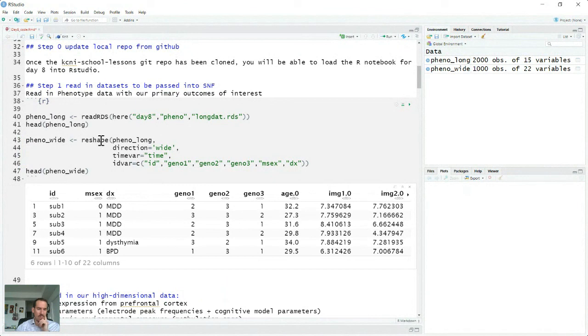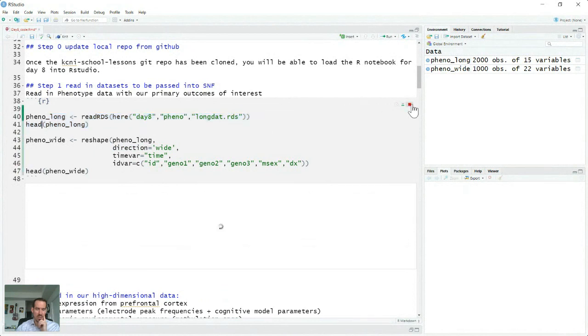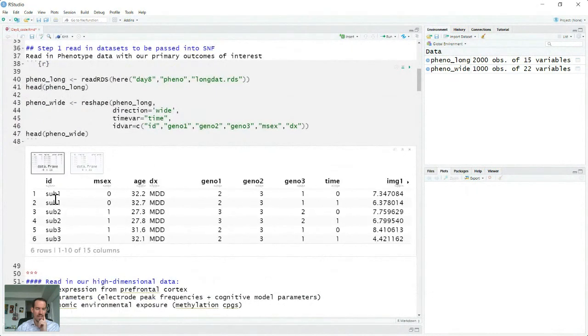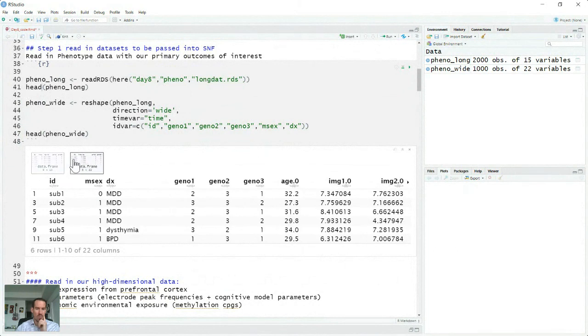After a reshape, where I say direction wide, I'm taking the exact same data frame. You remember that 2 IDs were on the same line here. I wonder if I run this, it'll show both. I think it does. Yeah, we can switch between them. Here was the original data: subject 1, subject 2, subject 3. Right, 2 imaging measurements for them. Now in wide format, you can see that Geno 1, Geno 2, Geno 3, they were never different. Your genotype doesn't change over time. And in fact, I've specified it as an ID variable, one that doesn't change over time. But you see now the other variables, like image 1, have now 2 columns.